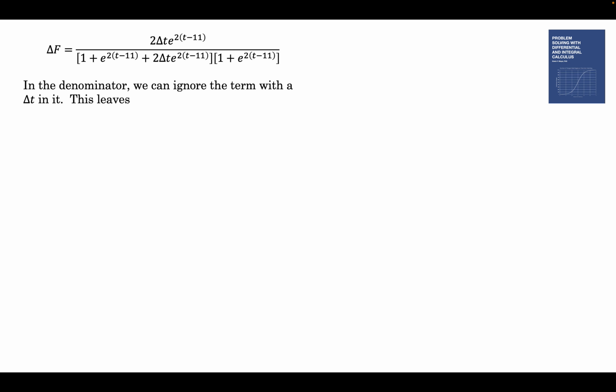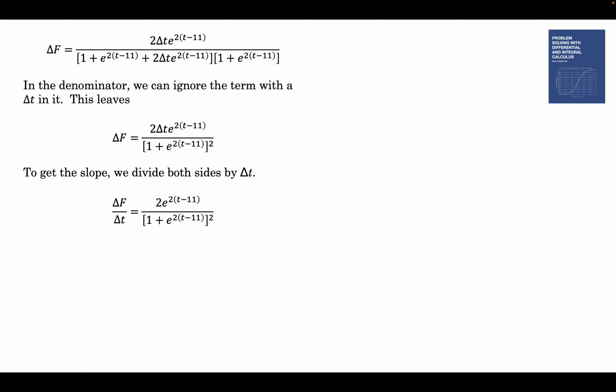There it is again. We could ignore the delta t in the denominator, right here. We have some terms that are non-infinitesimal, 1 plus this, but then there's an infinitesimal term, and we're adding it. So we can totally ignore this term here. So now we have this. This term here is the same as that when you get rid of the delta t. To get the slope, we just divide it by delta t, because it's delta f over delta t. That's the slope.